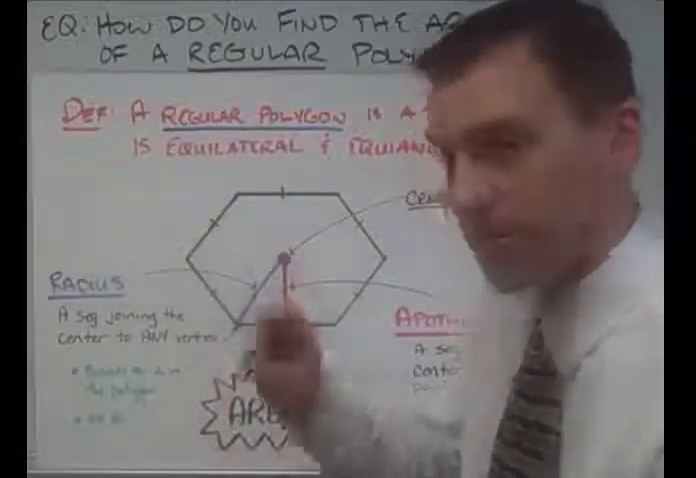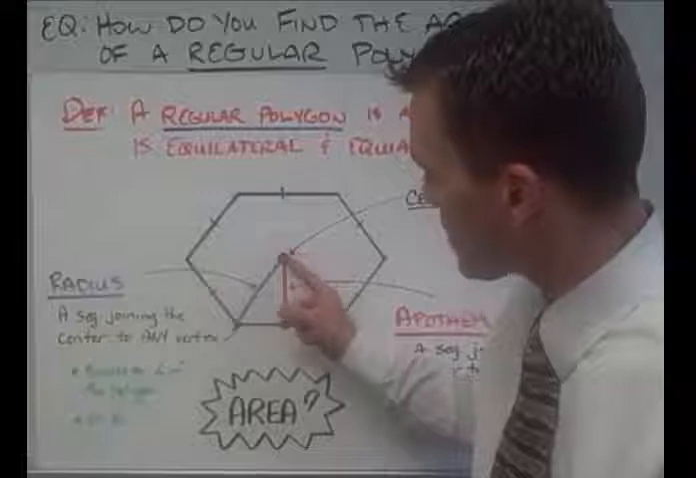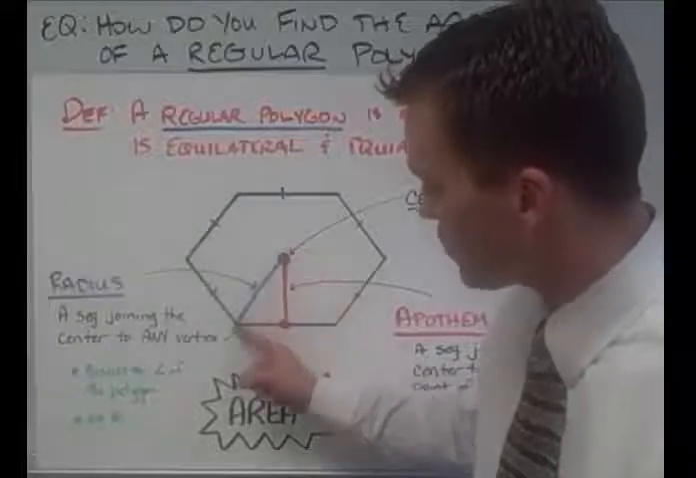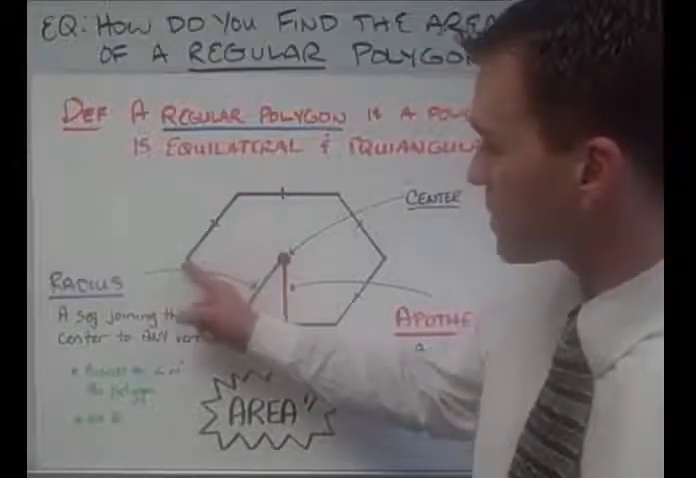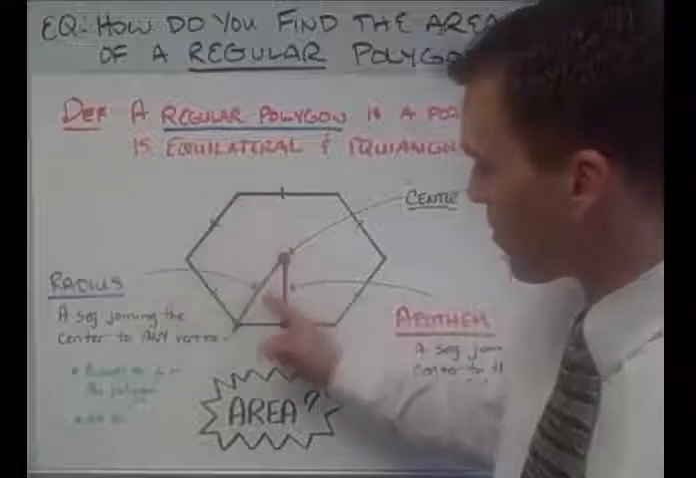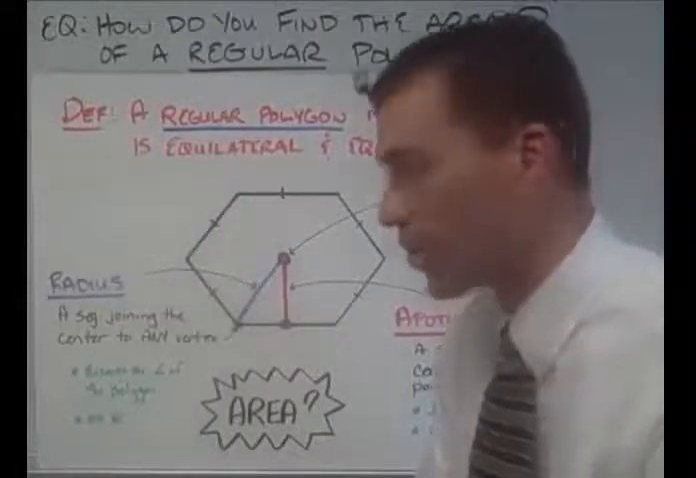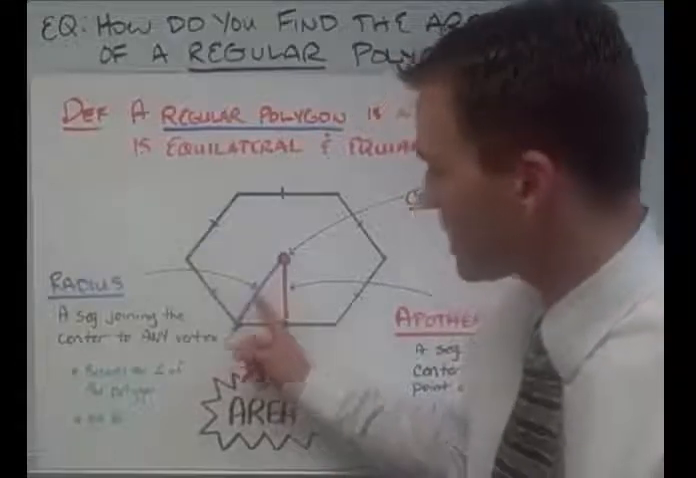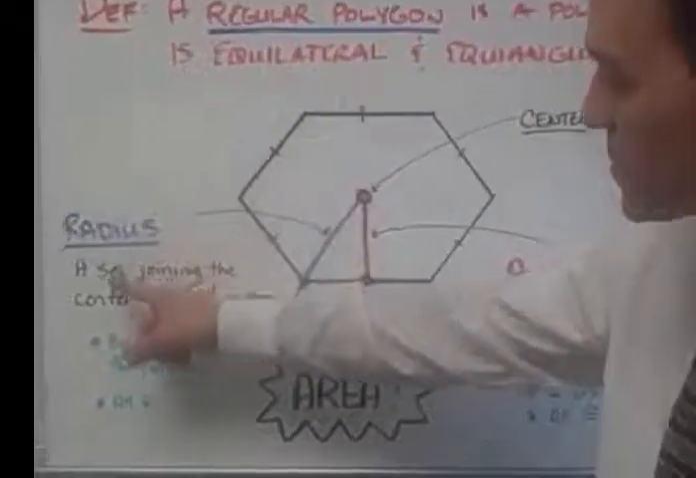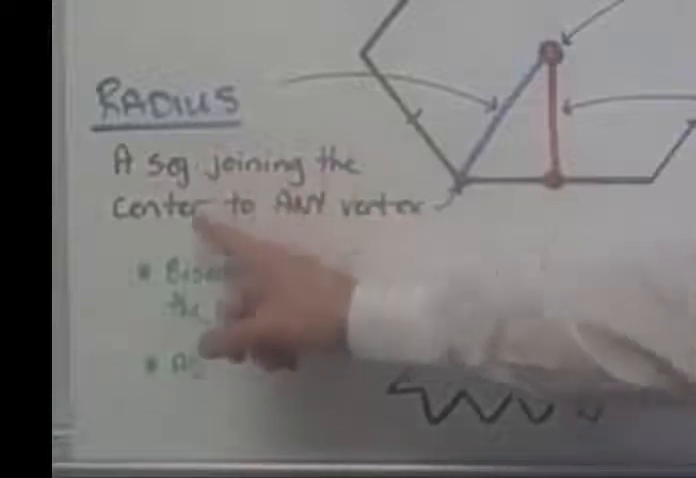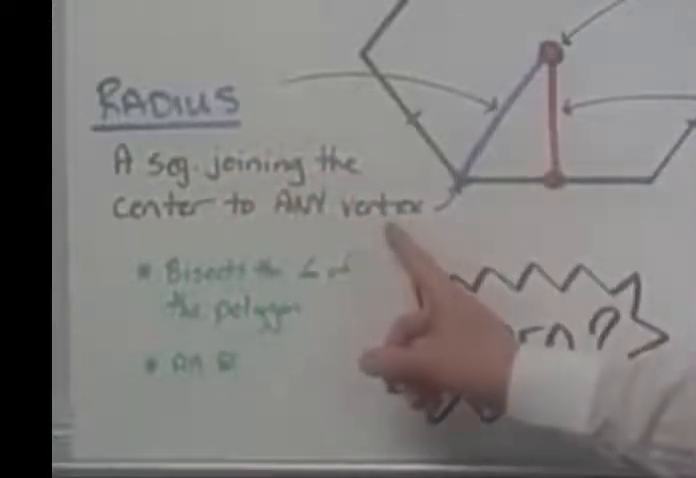Now with that, here come two definitions. From the center, if you draw a segment to the vertex, or over to this vertex, or to this one, it doesn't matter. That is called a radius. That thing is a radius of the regular polygon. And you see the definition, it's a segment joining the center to any vertex.